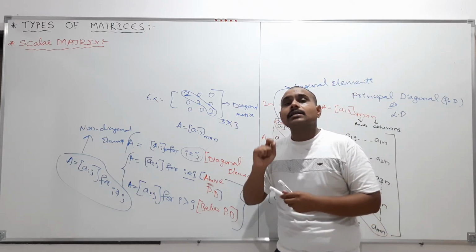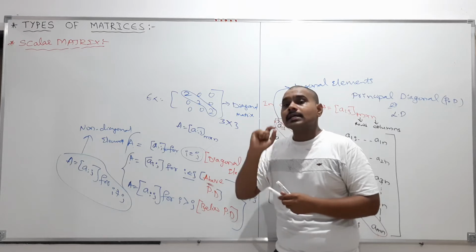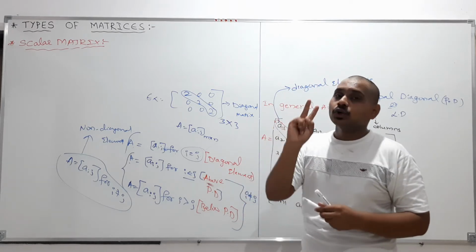A matrix is said to be a diagonal matrix if it satisfies two conditions.